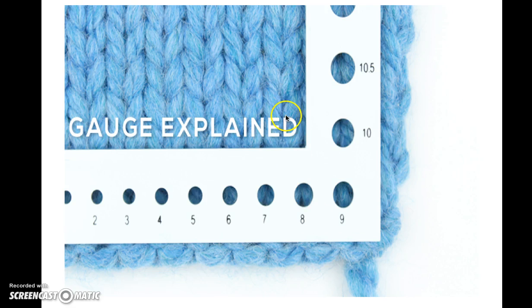You also want to know how many rows you have vertically. So 1, 2, 3, 4, 5. You might have more rows per 4 inches than you would stitches. So it's important to know the vertical and horizontal differences.